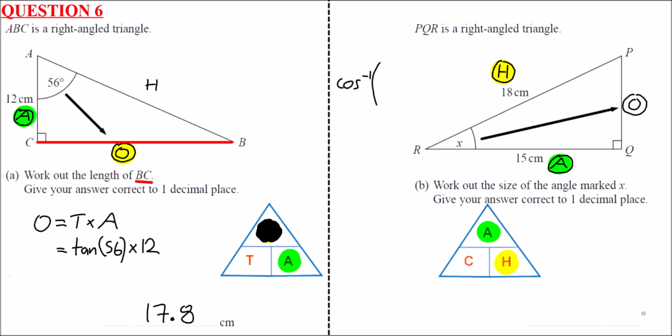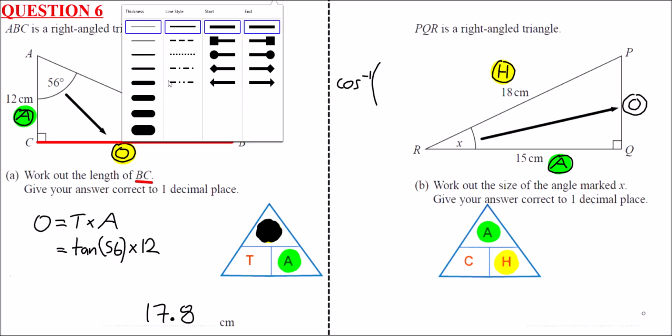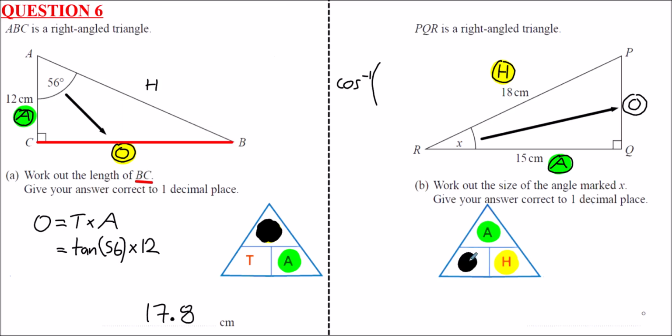And if we cover up C for cos, we're told what to do in terms of the order everything else is found. We need A on top and H on the bottom. So we do cos minus 1, A over H. So what was our A side? Well, our A side was 15 and our H is 18. So all we need to do now is plug these numbers into our calculator. The adjacent side was 15 and the hypotenuse is 18.